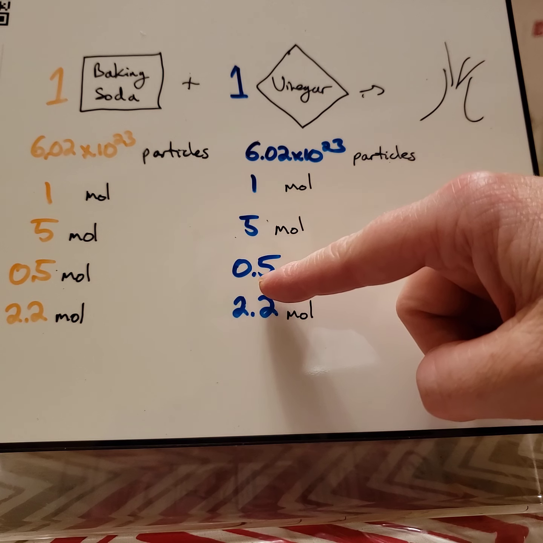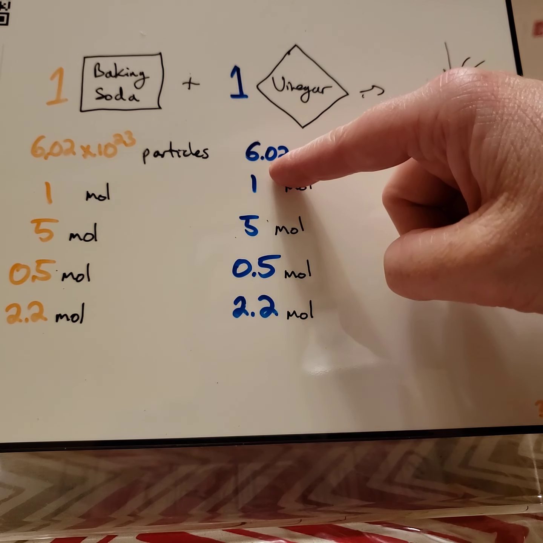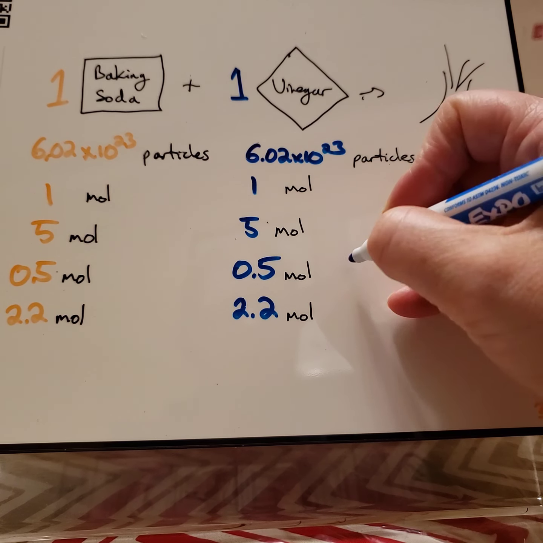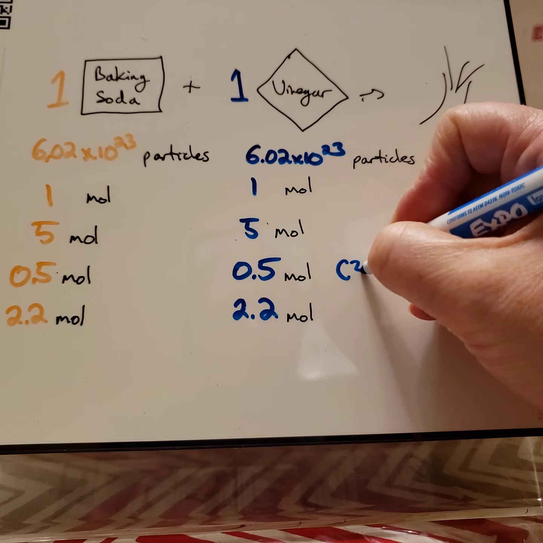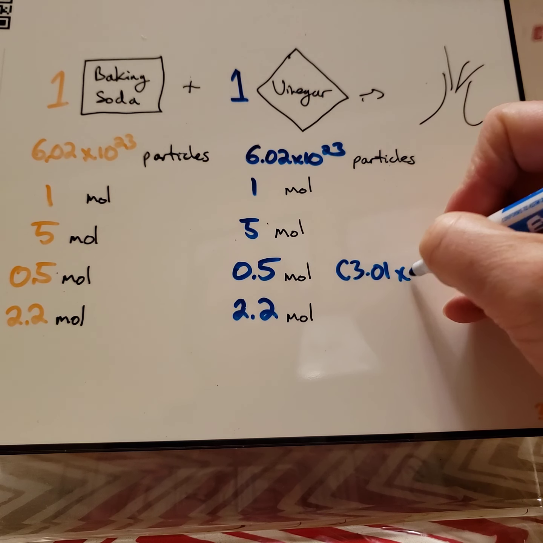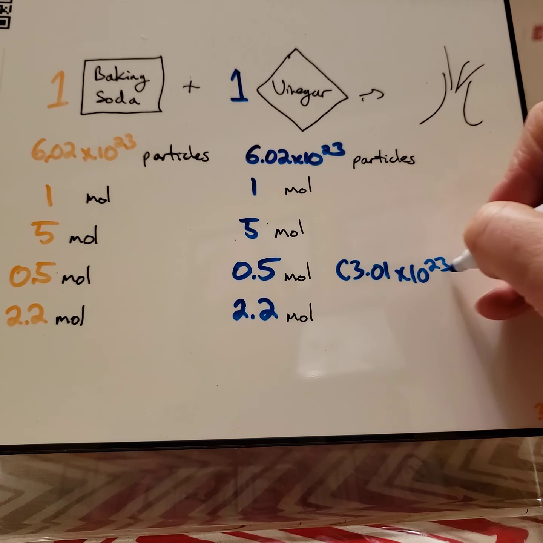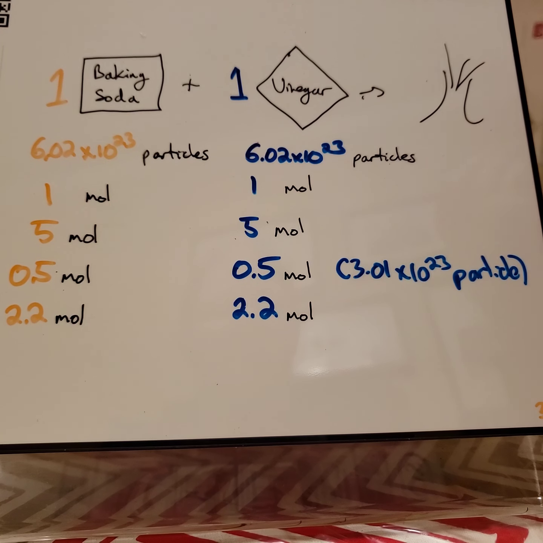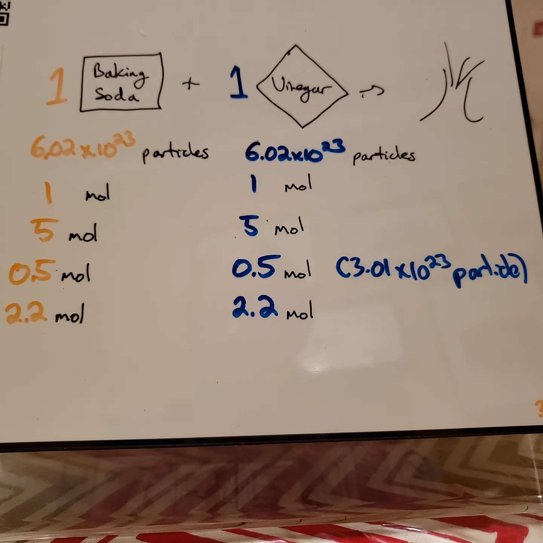Because remember, half a mole is half of 6.02 times 10 to the 23 particles. So that would just be 3.01 times 10 to the 23 particles is what's in half a mole. You can't have half a particle react, all right? So those always have to be whole numbers if you're talking particles. 1 particle of baking soda reacts with 1 particle of vinegar.